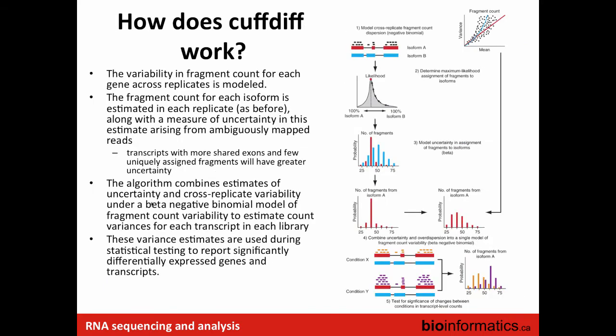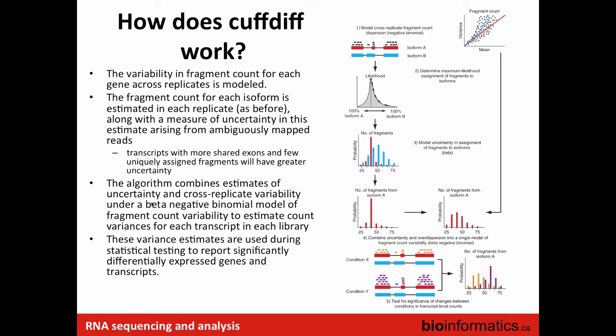So how does Cuffdiff work? Again, just at a really high level, what you're doing here is looking at the variability in fragment count for each gene across replicates. That's like any statistic, right? However you come up with a measure of expression, there's going to be variability in that measure of expression between samples, and a statistic like a t-statistic would take into account the degree of variability between a set of samples in condition A versus B, and calculate a statistic based on that variability.